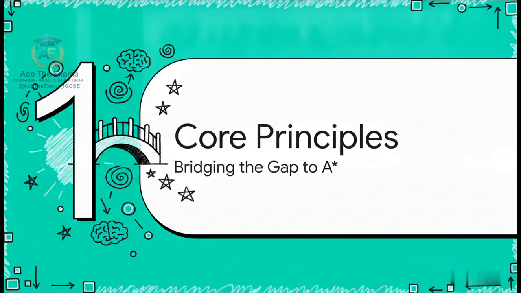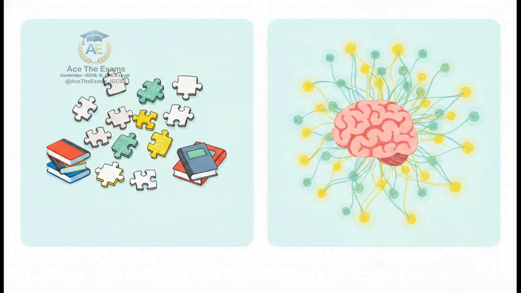To beat this, top students use a highly specific structuring technique. We call it the PEAL framework. That stands for point, evidence, explanation, link. Keep this in the back of your mind because we are going to be using it extensively to rebuild the way you write your answers. Let's look at why the PEAL framework is so necessary.